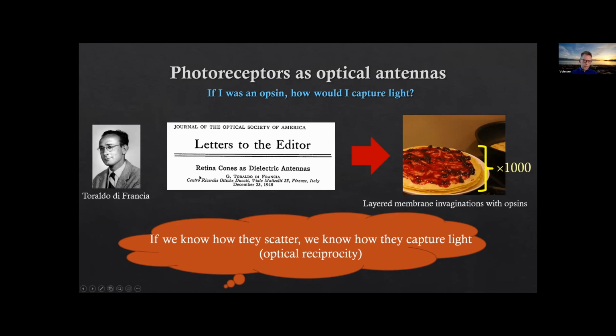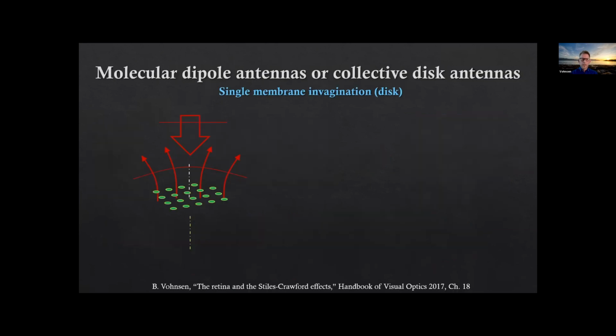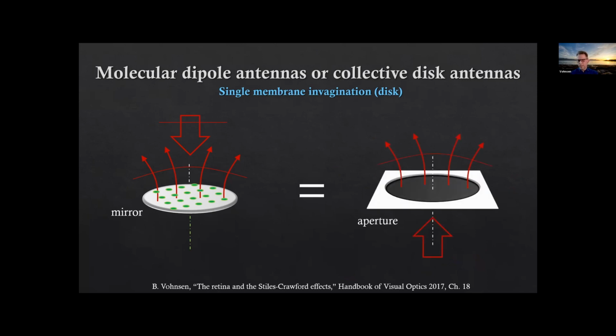So it really builds on ideas that were put forward already back in 1948 by Toraldo de Francia in this letter to the editor, published in JOSA A. So going on with that idea, the opsins are located essentially in a square grid across each disk or each membrane invagination, and we stack roughly 1,000 layers of these on top of each other. But each layer you could consider essentially as a mirror. And if again we use the idea of optical reciprocity, the light reflected off a micron-sized mirror is the same as the light going through a micron-sized hole with the diameter of the individual cones. So this aperture is essentially a scaled-down version of the pupil of the eye.